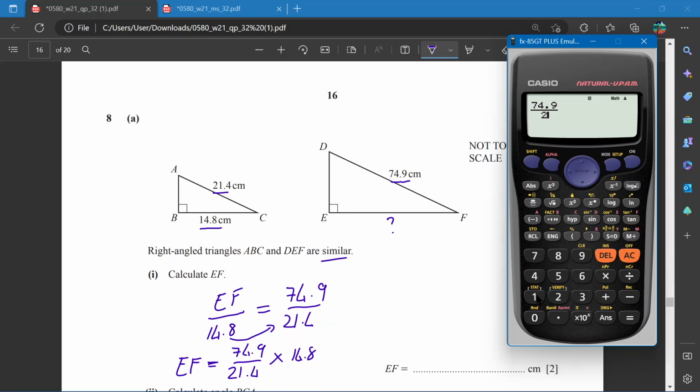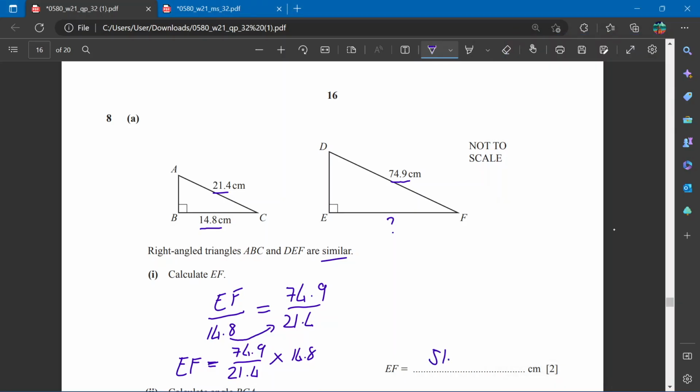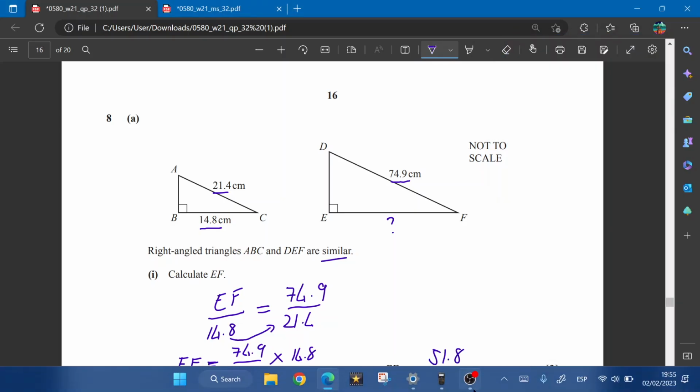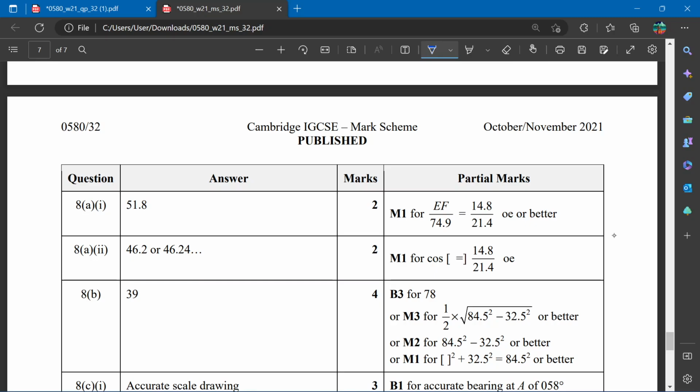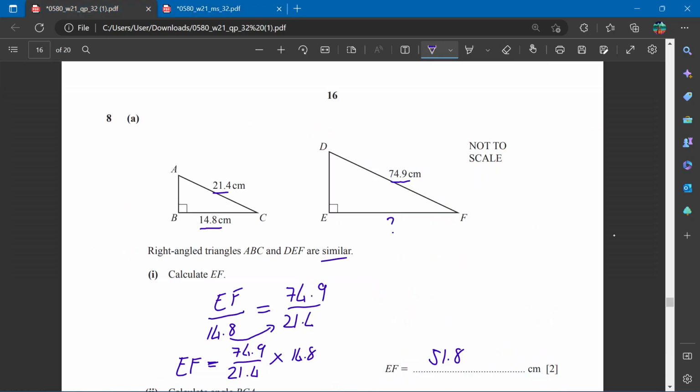Okay, over 21.4 times 14.8. Okay, 51.8. If you understand what I just meant, look what happens. Let's go back. You can put that at the top as well, 14.8. And you get the same answer, which is correct, 51.8.